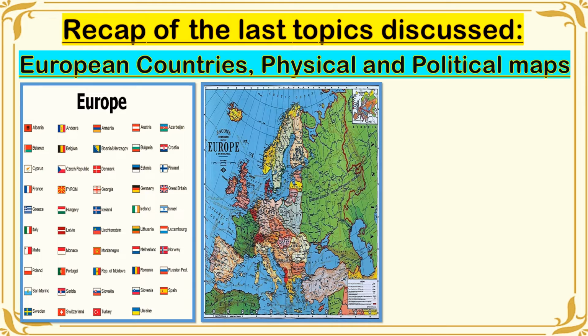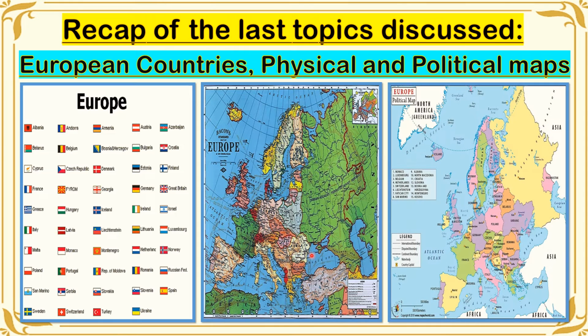So as you can see here, the dominant colors, blue means the water, green means the vegetation, and brown means the land area. We also discussed about the political map of Europe, which shows us the different countries of Europe as well as its capital cities.